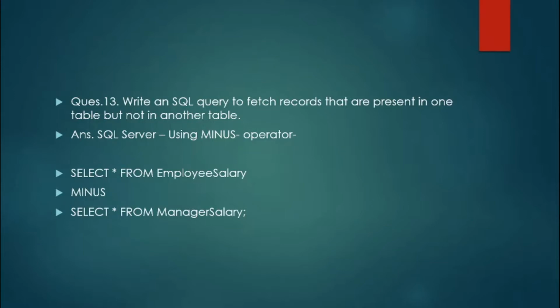We use the MINUS operator in an SQL query to fetch records that are present in one table but not in another table. So if you want to fetch any records that are present in one table but not present in any other table, at that time you have to use the MINUS operator. You first write the first SQL query, followed by MINUS, and then another SQL query. So here we have written SELECT * FROM EmployeeSalary MINUS SELECT * FROM ManagerSalary.